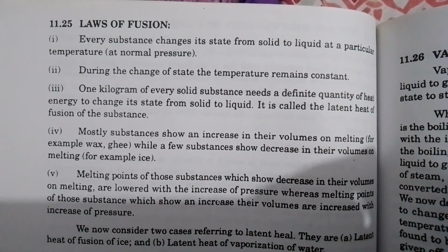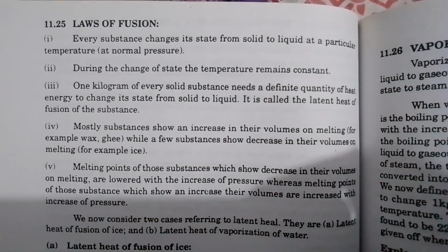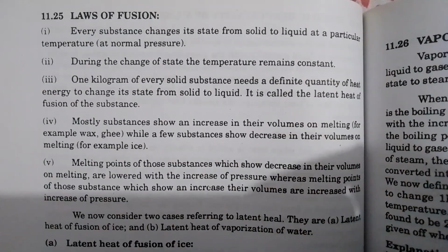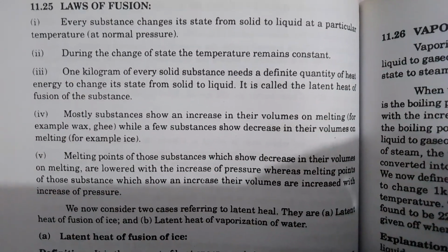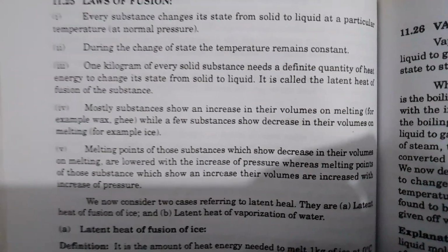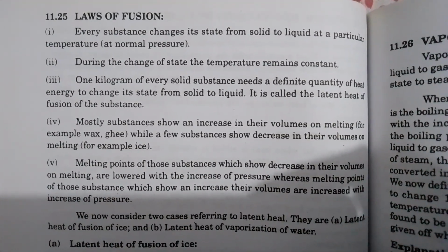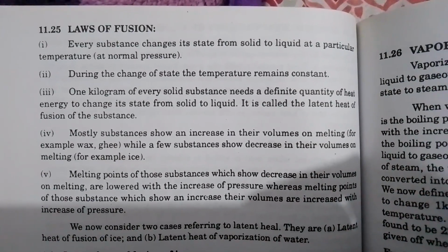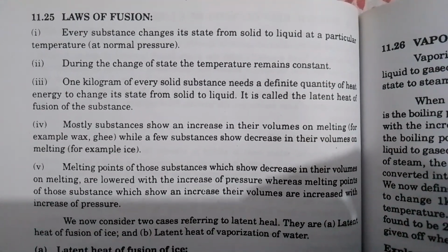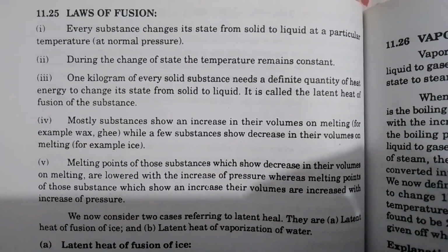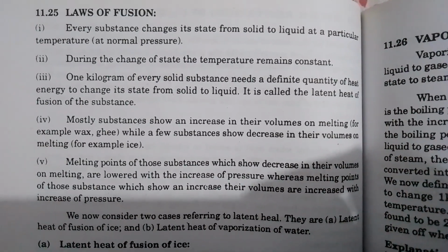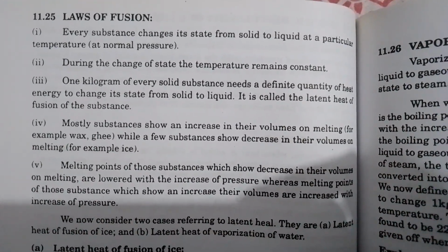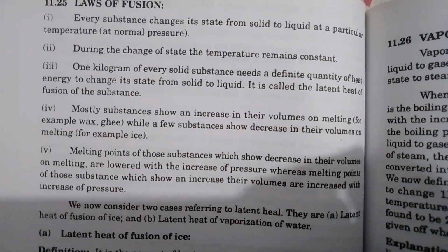Mostly substances show an increase in their volumes on melting, for example wax, ghee, while a few substances show a decrease in their volumes on melting, for example ice. Melting points of those substances which show a decrease in their volumes on melting are lowered with the increase of pressure. Melting points of those substances which show an increase in their volumes on melting increase with increase of pressure.